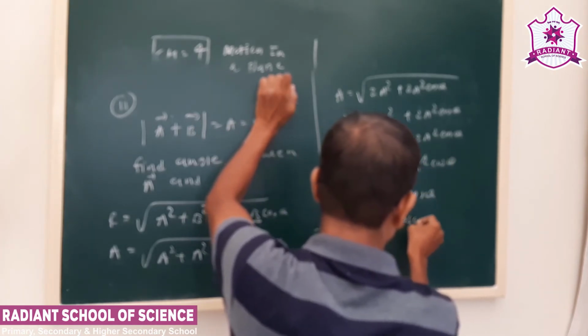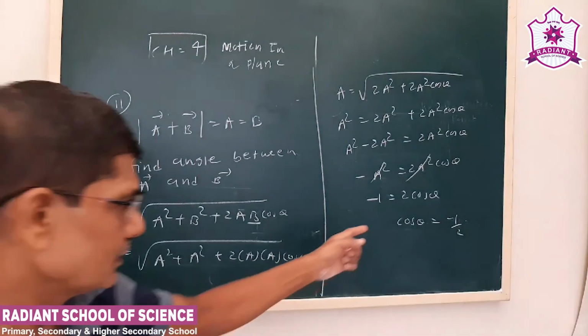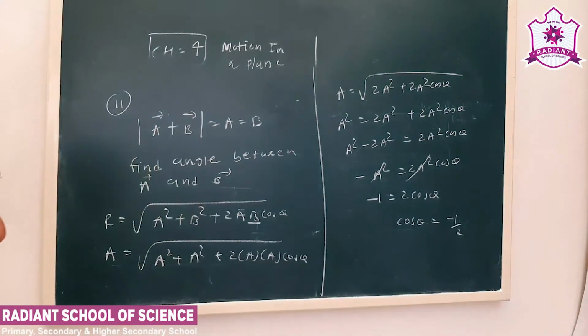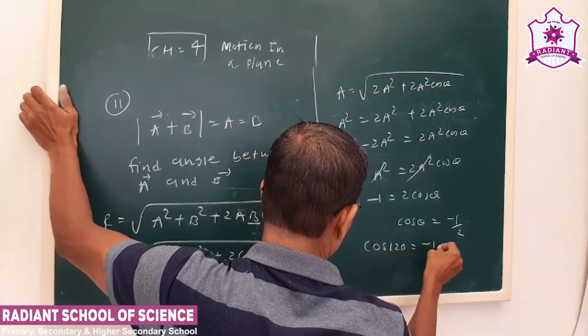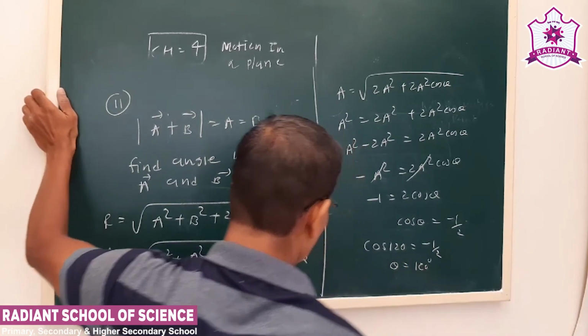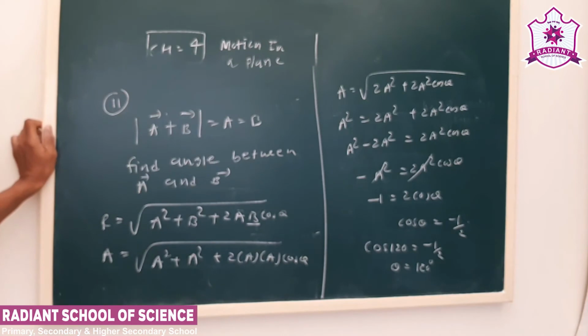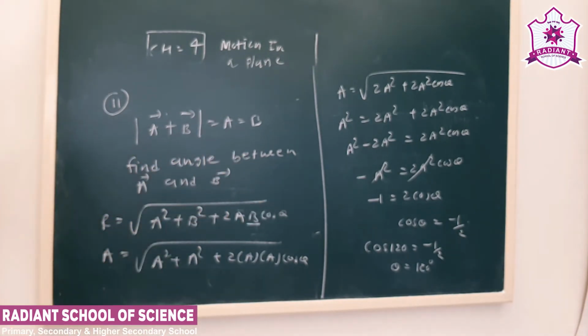Okay, cos theta is... Okay, so we know that cos 120 is minus 1 by 2. So theta is 120. So when A and B are inclined at an angle of 120 degrees, the resultant will be equal to the vector itself. Okay, so this is how we can solve.